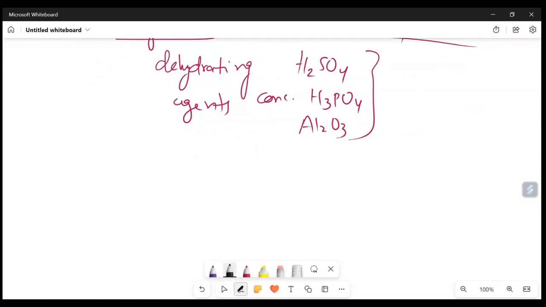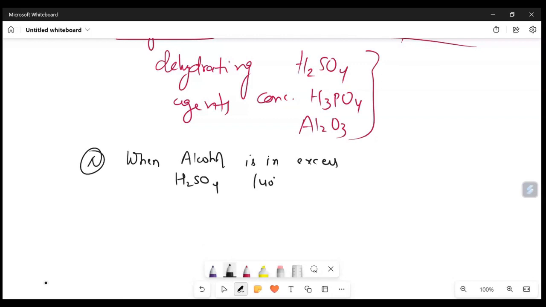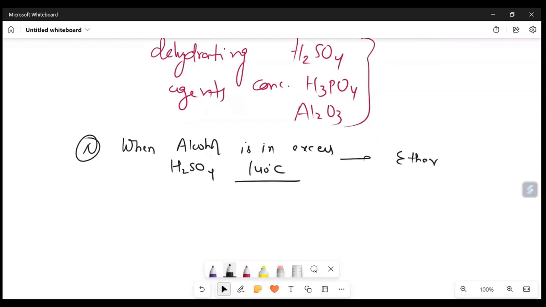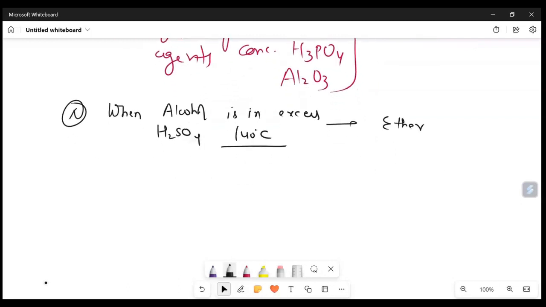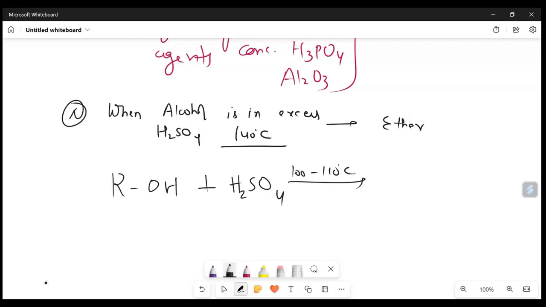Suppose the first reaction we are going to discuss: when alcohol is taken in excess and H2SO4 is used as the dehydrating reagent at 140 degrees Celsius, ether will be formed. How? ROH plus ROH plus H2SO4. First you boil it at 100 to 110 degrees Celsius.